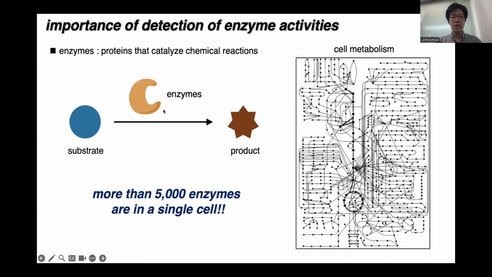So the next important target is the enzyme. Enzymes are proteins that catalyze chemical reactions. In this reaction, the enzyme generates a product by using a substrate. And there are more than 500 enzymes in single cells. So you may have heard of cell metabolism, such as glycolysis and the TCA cycle.